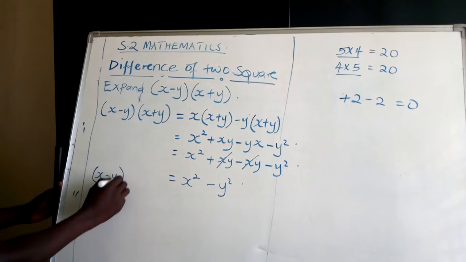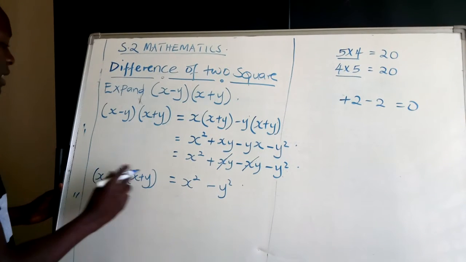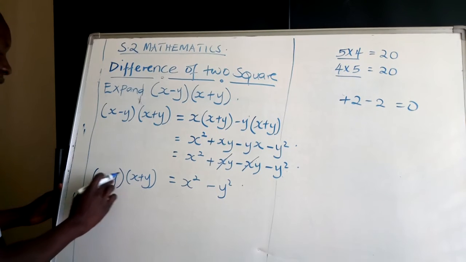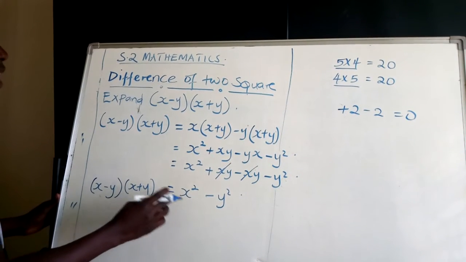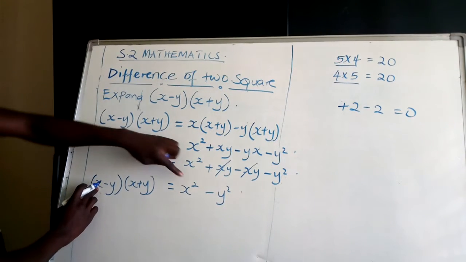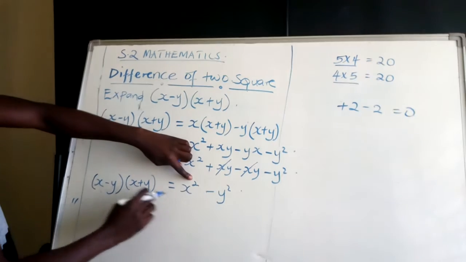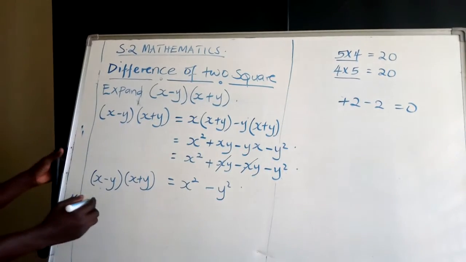times x plus y, the same numbers but with a different sign in the middle, the answer that I get, I just pick the first number and square it, then minus, I also pick the second one, squared.